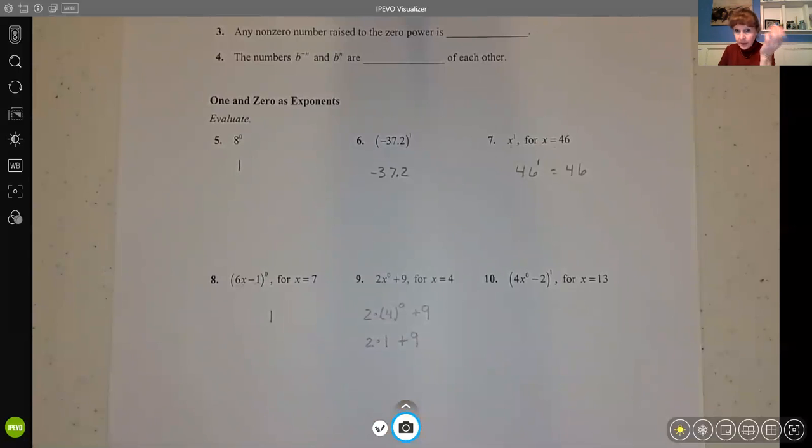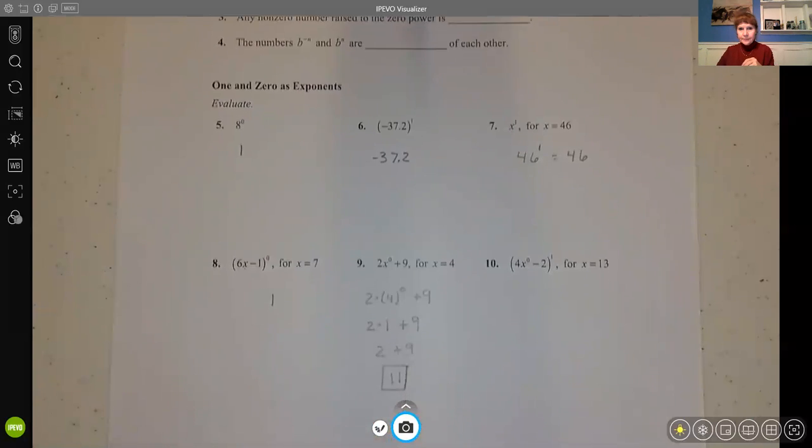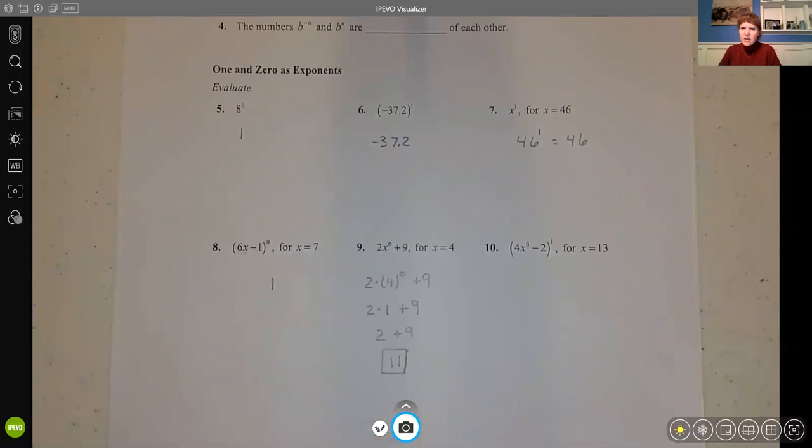Now we do our multiplication, and then you add. So there's the answer on number 9. All righty. So just be aware that you have to do this power, no matter what it had been, you would have done it first. X squared, you would have taken 4 squared, which would give you 16, times the 2. So you do the power before you multiply it by 2.